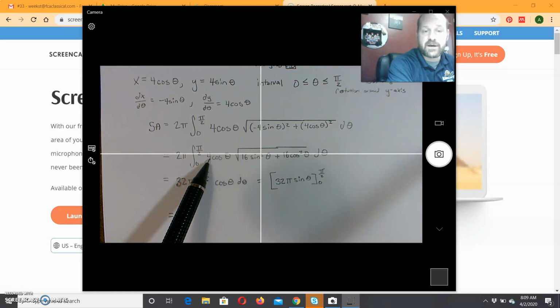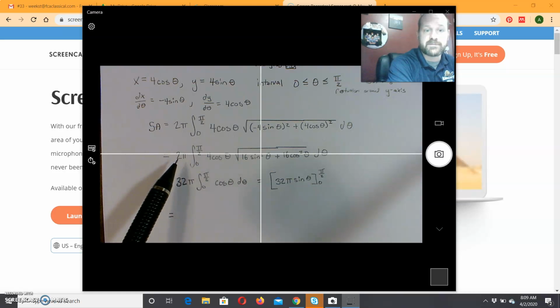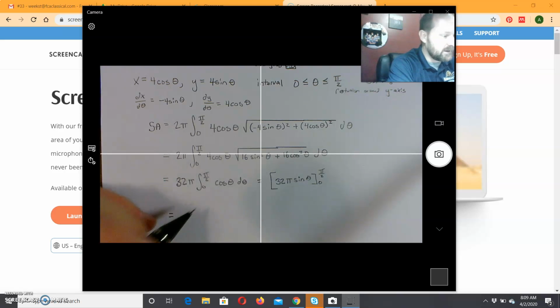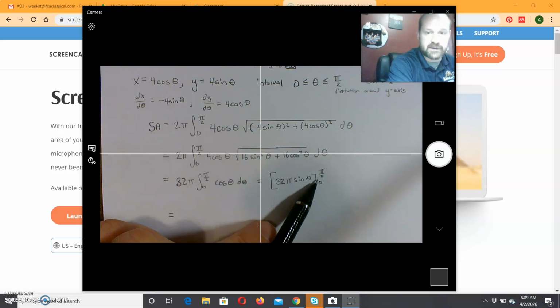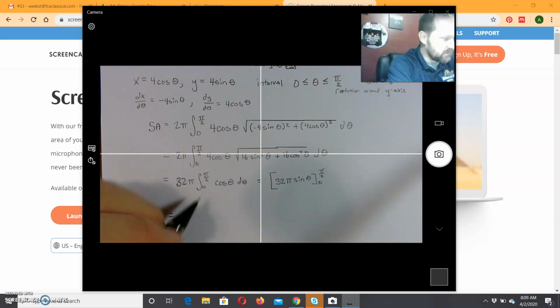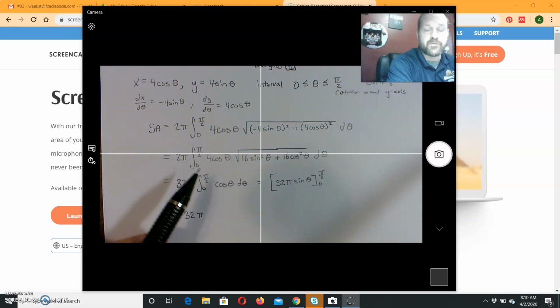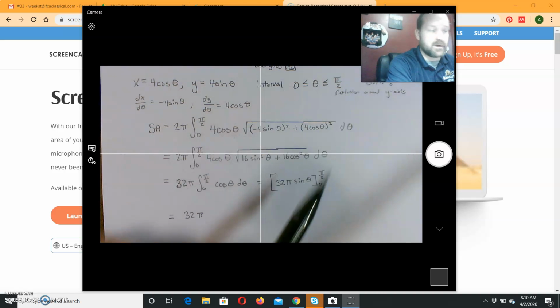Taking this 4 out here, I have 4 times 4. I'm going to take all that out. 4 times 4 times 2. So now that's 32 pi. Left with cosine theta. Carry this over, taking the integral of cosine. So there we go. The final answer to this one, plugging this in, that's 1 there. So the final answer is 32 pi is the surface area of the region from 0 to pi over 2.